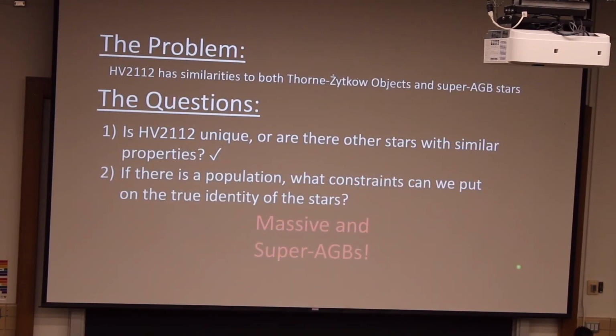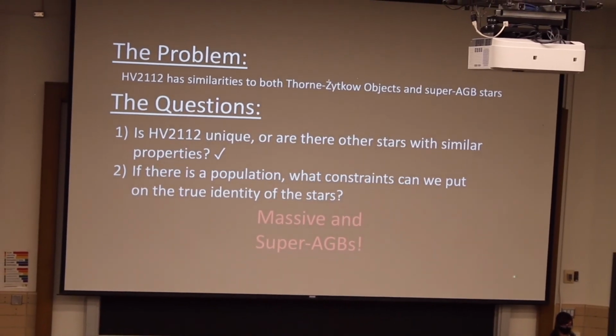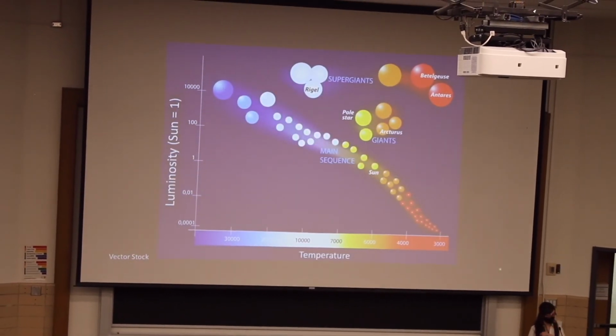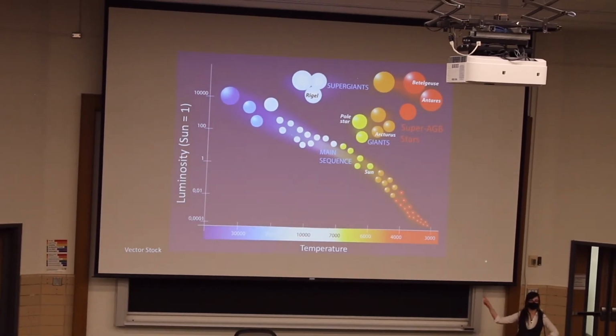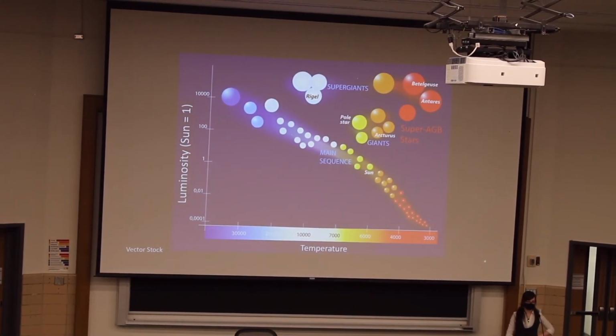So that brings the science portion of this to a close. We can put constraints on the identity. Some of them are a little smaller, but some of them are super AGB stars. So if we go back to the Hertzsprung-Russell diagram, this is about where they'd be, bridging that gap between the giant and the supergiant.